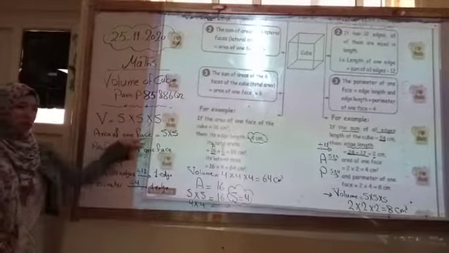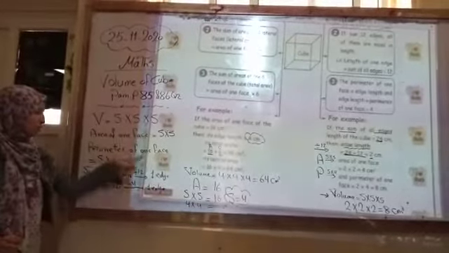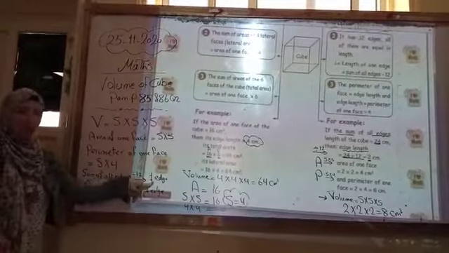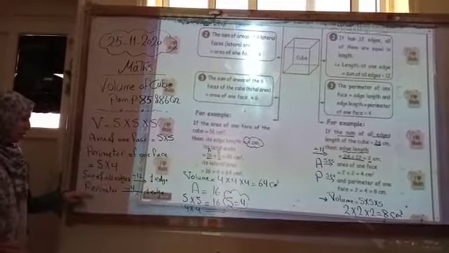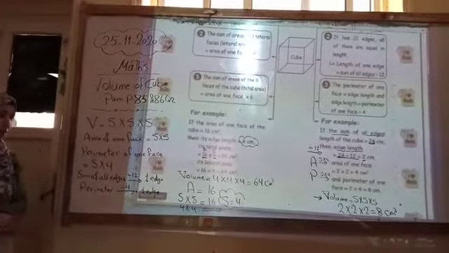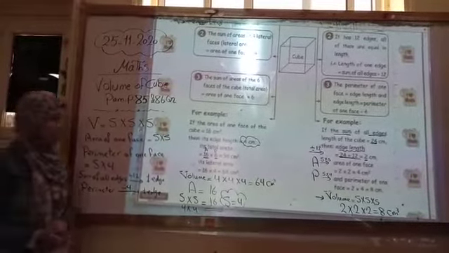Area of one face: side by side. Perimeter of one face: side by 4. Sum of all edges: to get one edge, make divide 12. If we have the perimeter and we want one edge, we make divide 4. Okay?